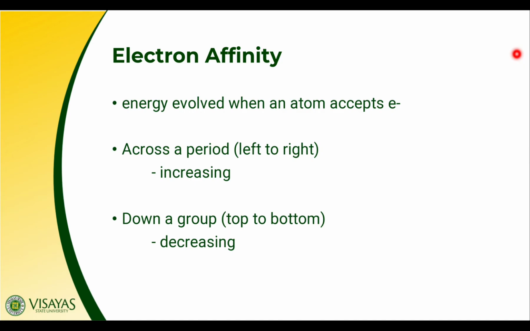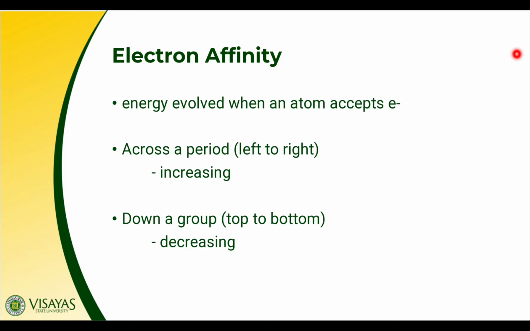The next periodic trend is electron affinity. This is the energy evolved when an atom accepts an electron. Electron affinity is like the tendency of the atom to accept an electron. How much does the atom want to accept an electron? The trend for electron affinity is across a period, or from left to right, it is increasing, while from top to bottom, or down a group, it is decreasing.